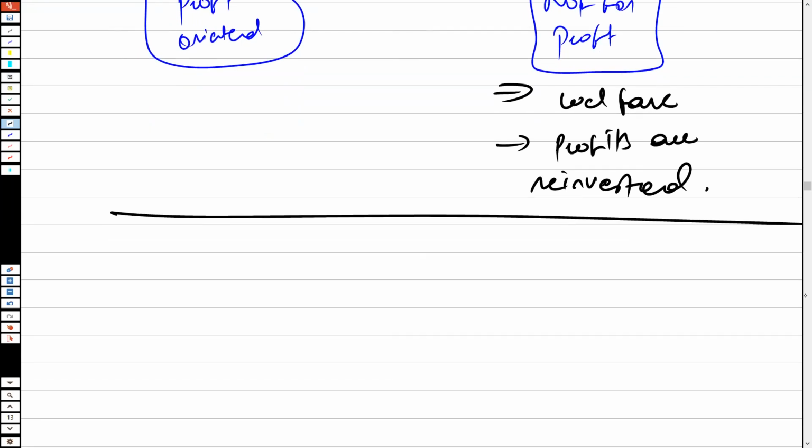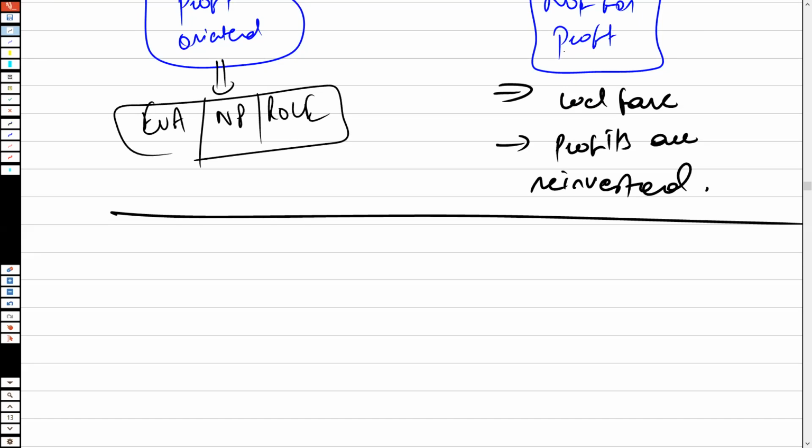understand, which is that the method of measuring performance for a not-for-profit organization is a bit different. When we talk about a profit-oriented organization, you could do economic value added, net profit margin, return on capital employed, etc. But here the problem is that the objective of this organization is not to earn net profit, not to earn return on capital employed, and not to earn economic value added.